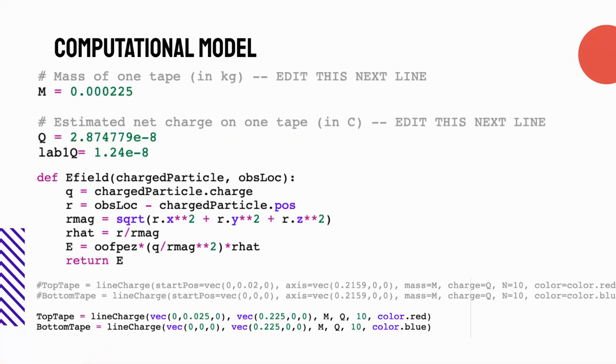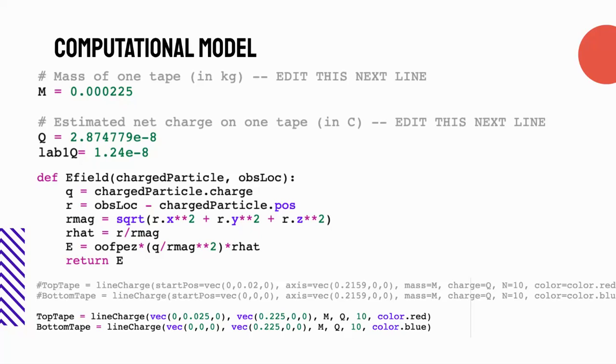For my code, I started by defining the mass and charge of the tape. I initially used my charge from Lab 1, but then adjusted it until the magnitudes of the electric force and gravitational force were equal. I found the estimated net charge of the tape, when treated as a line of charge, to be 2.874779 times 10 to the negative 8 coulombs.